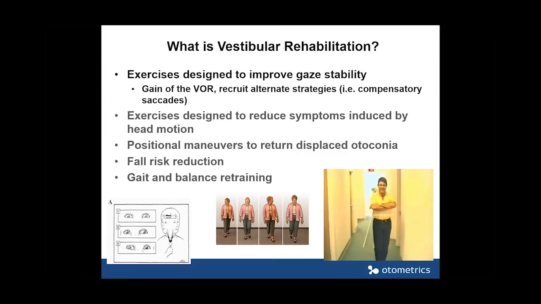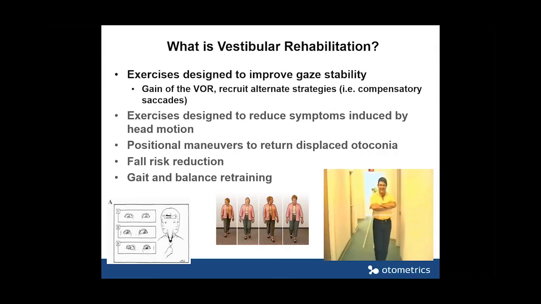Some of the other things that vestibular rehabilitation does is we develop exercises that are designed to reduce symptoms, which are generated by head motion. Of course, positional maneuvers to return any displaced otoconia. This is the very common benign paroxysmal positional vertigo diagnosis. We focus on fall risk reduction and gait and balance retraining.